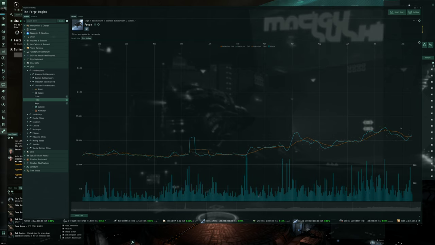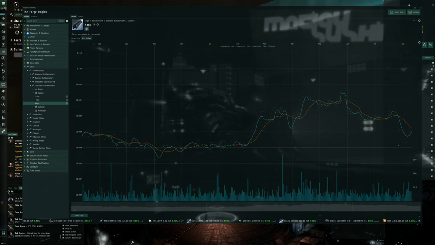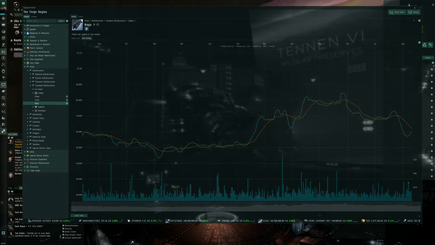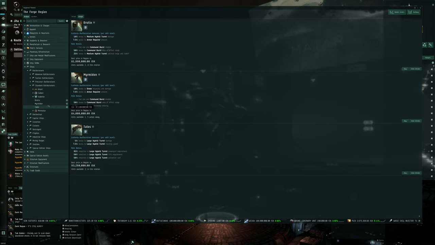Ferox had a bit of a volume spike, but again, price-wise, nothing too crazy. Naga, this is what is noticeable though. Those that were actually low, the Naga was below 60 million ISK here. Have a volume spike and have a little bit of a correction in the price as well, but nothing too major.